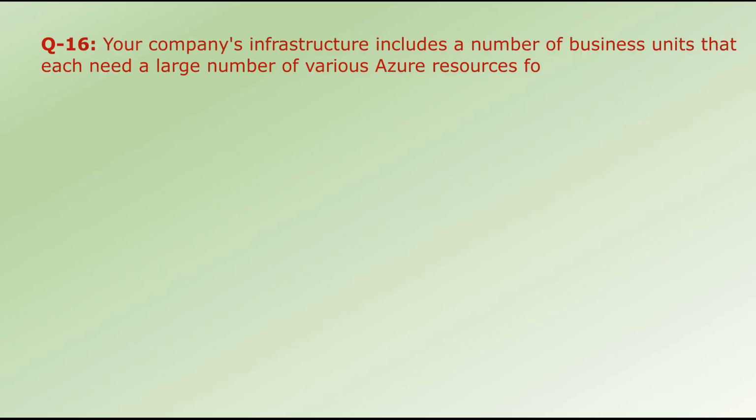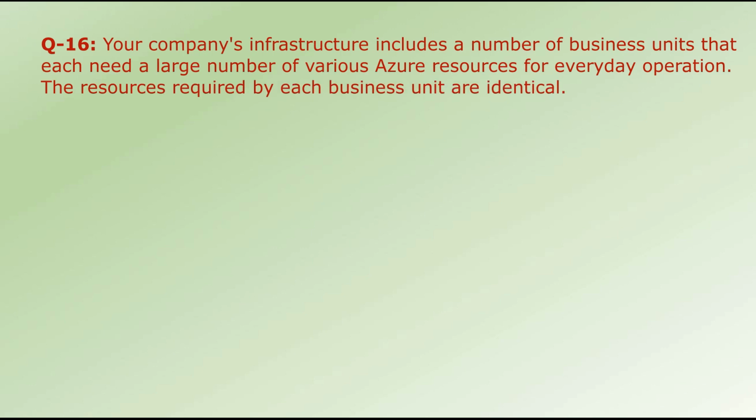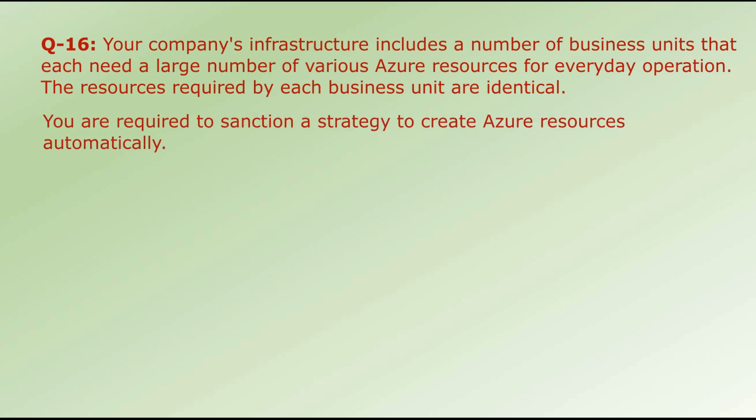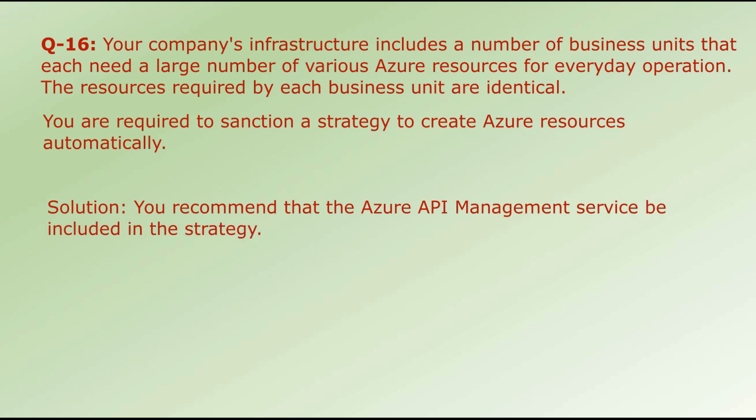Question number 16. Your company's infrastructure includes a number of business units that each need a large number of various Azure resources for everyday operation. The resources required by each business unit are identical. You are required to sanction a strategy to create Azure resources automatically. Solution: you are recommended that the Azure API Management Service be included in the strategy. Does the solution meet the goal? A. Yes. B. No.